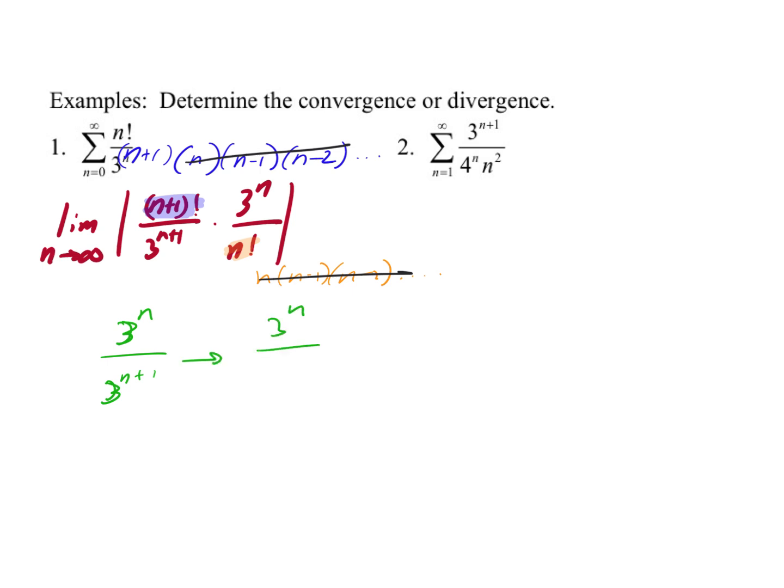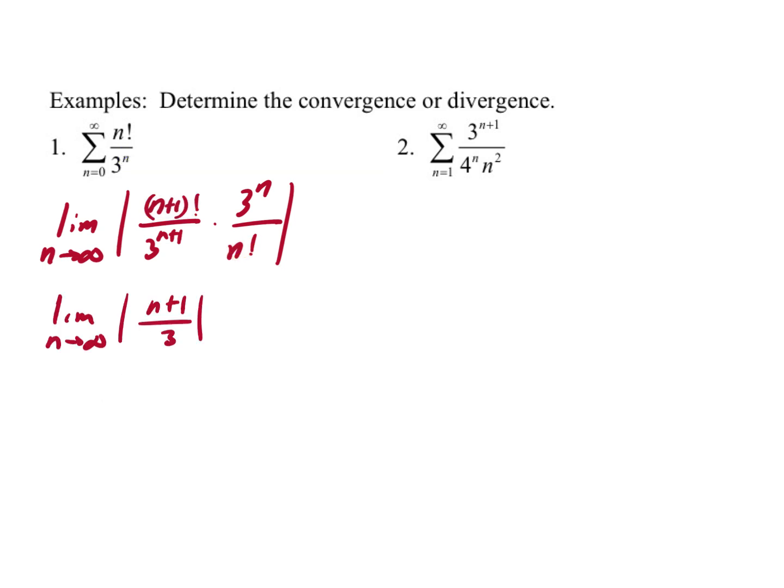3 to the n plus 1 is the same as 3 to the n times 3, right? Because when you multiply and the bases are the same, you add the powers. And so these cancel out, and I'm left with just a 3 down on the bottom. If you think about the subtraction rule, it ends up being 3 to the negative 1, which is 1/3. So this is why the ratio test is nice. We started off with something fairly ugly, and it simplifies down to something pretty easy to deal with, right?